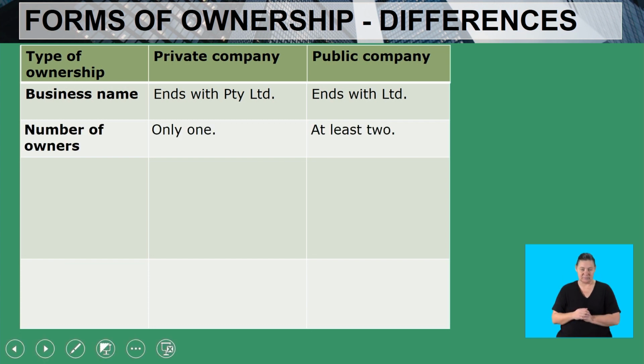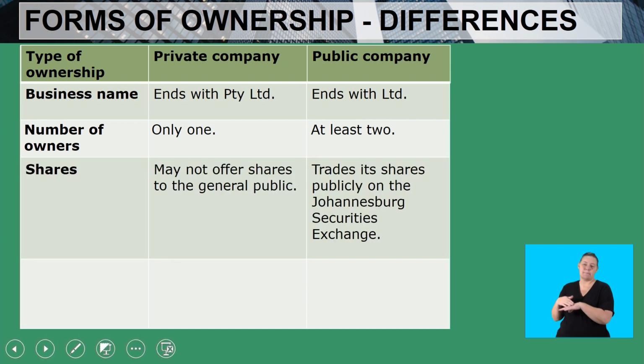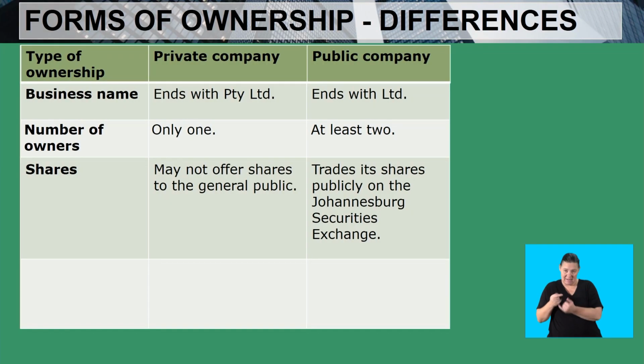Number of owners. For a private company it is only 1, and for a public company at least 2 owners. Then shares: a private company may not offer shares to the general public. So a private company cannot sell or transfer their shares to the general public. But in a public company, shares are traded on the Johannesburg Securities Exchange, meaning they are able to sell shares to the public at large.